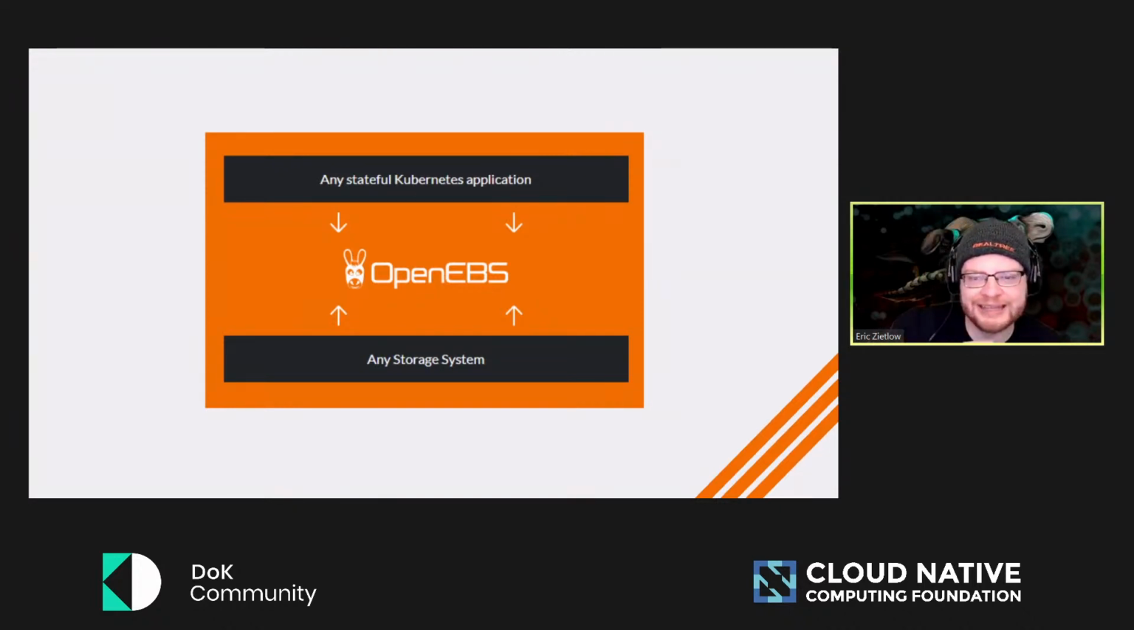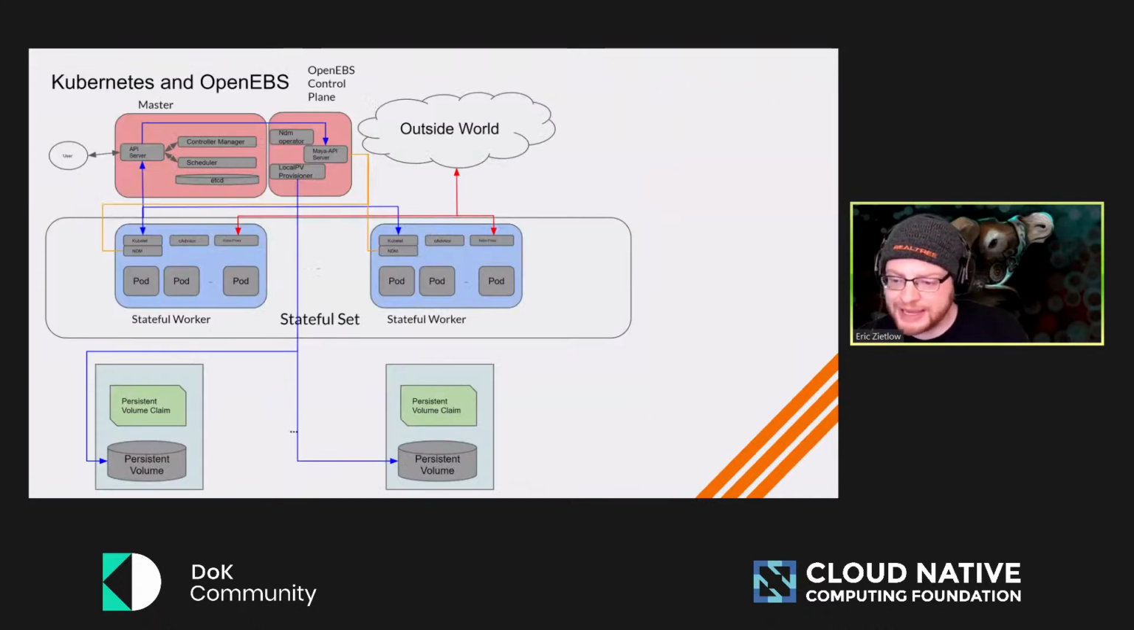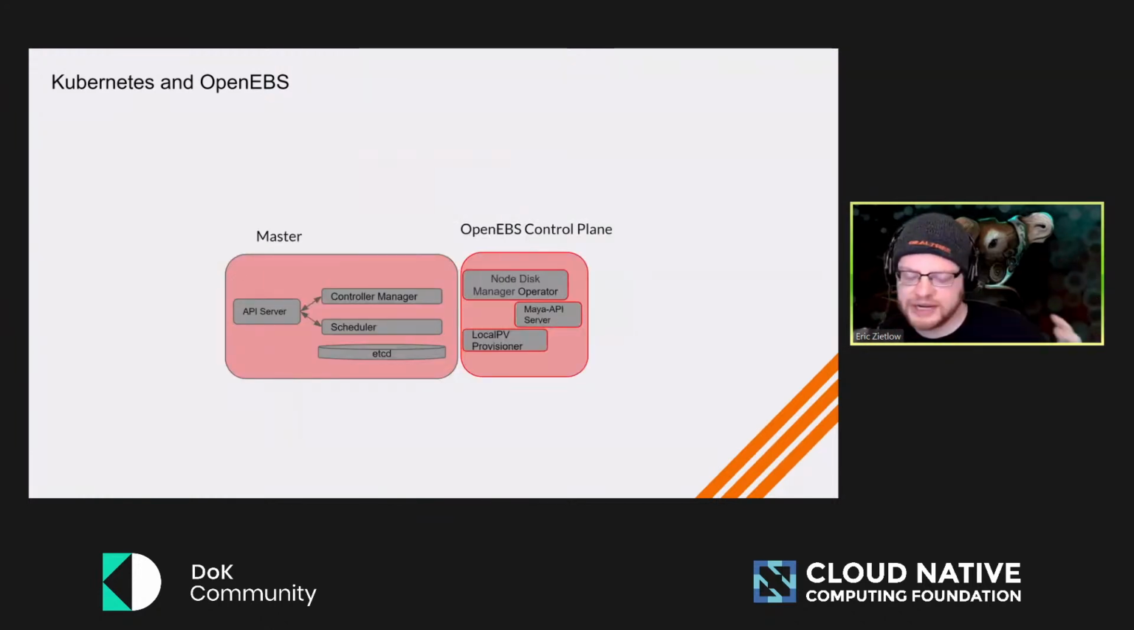So what does this look like? We add in the OpenEBS control plane, which has a couple of different components, and that's going to go through and do all the wiring for us. On the master side of things, co-located on the master, we have the node disk manager operator, the Maya API server, which is really interesting and we'll get into in a moment, and the local PV provisioner. Now, the Maya API server basically extends the Kubernetes API server.